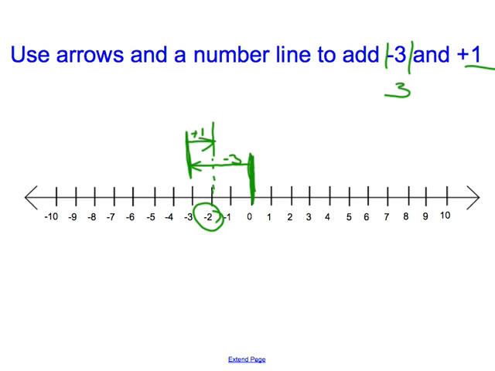Only for today. Then on Tuesday when we go over lesson 70, we will scrap this and we'll start using the rules for adding and subtracting signed numbers. Why not Monday? Because we're not going to be in school Monday. We have Monday off.